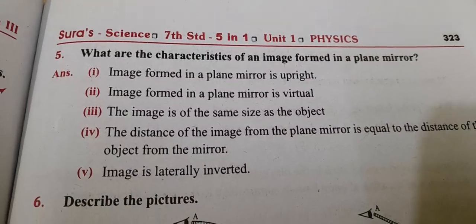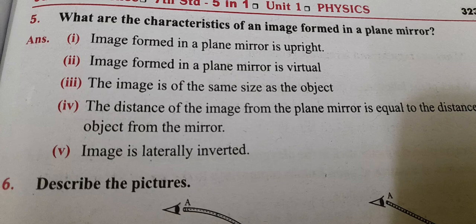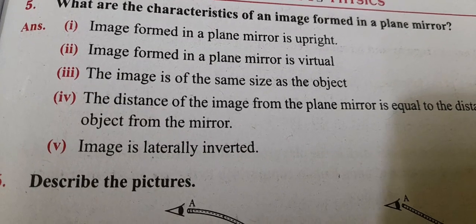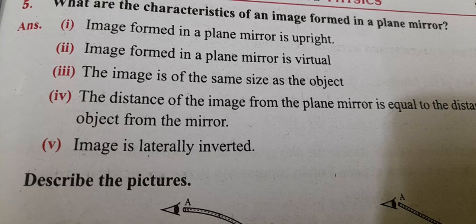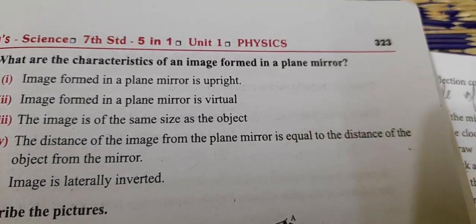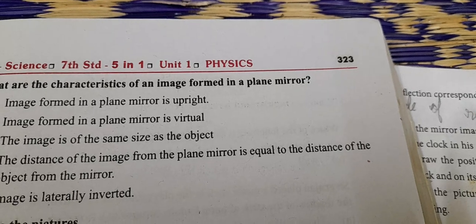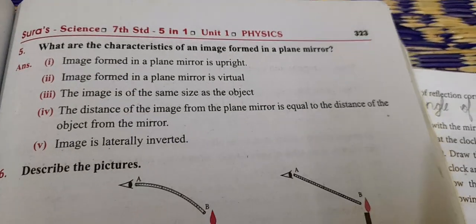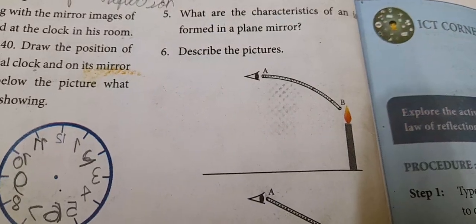Fifth question: what are the characteristics of the image formed in a plane mirror? The image formed in a plane mirror is upright. The image is virtual. The image is the same size as the object. The distance of the object from the plane mirror is equal to the distance of the image from the mirror. The image is laterally inverted.